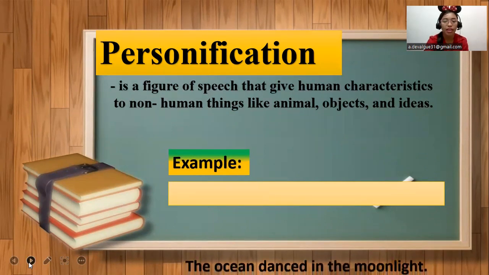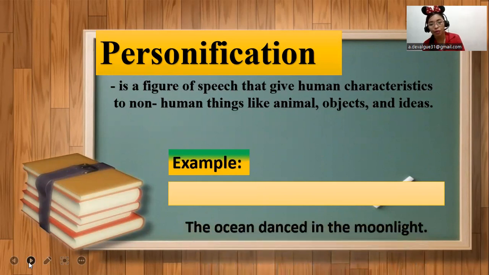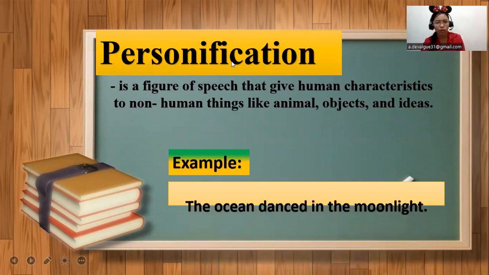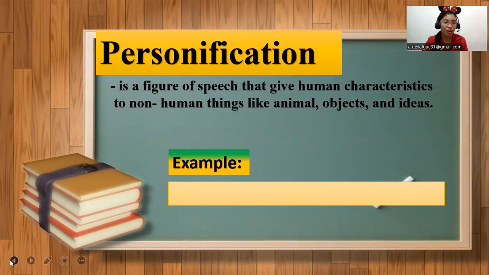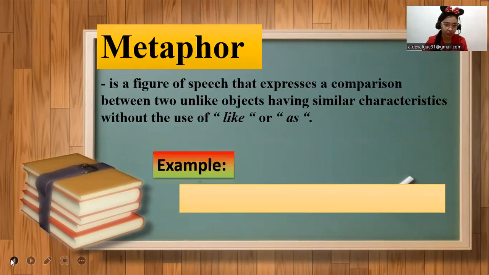For example, the ocean danced in the moonlight. Do you think the ocean can dance? No, the ocean can't, or doesn't have the capacity to dance. So who can do that? It is us humans who can do it, right? Now let's go back to our poem here.